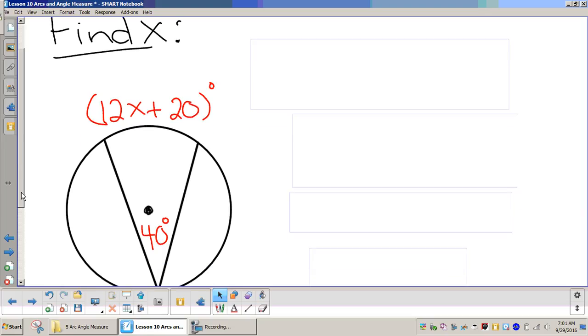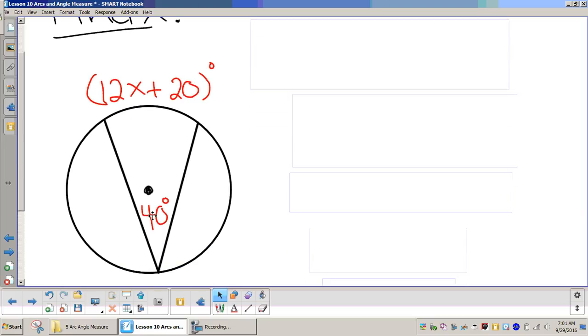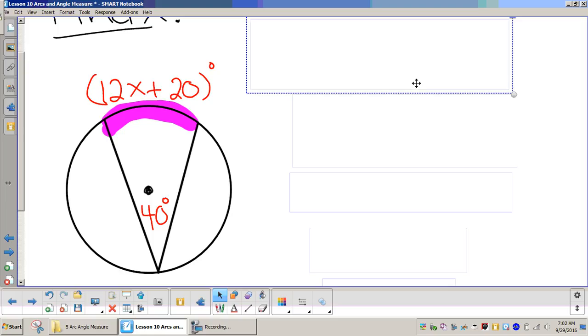So if we look at this problem, the angle is 40 degrees. That means, and it's also an inscribed angle, it's half of whatever this arc is. So if this angle is 40, we know that the arc has to be 80. But that's not what we're looking for. We're looking for x in this case.